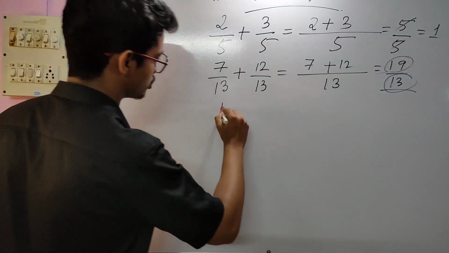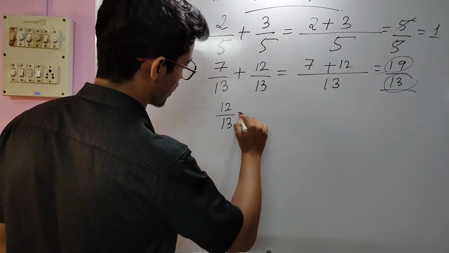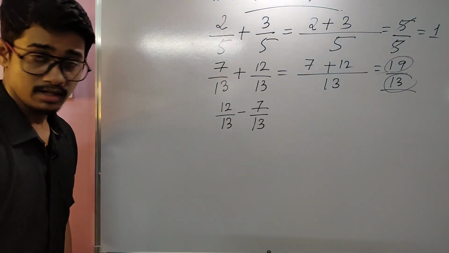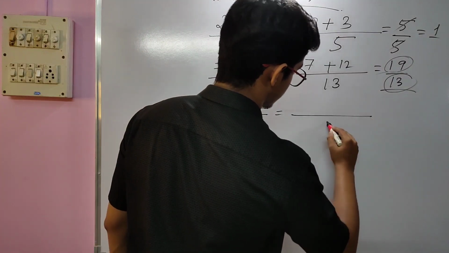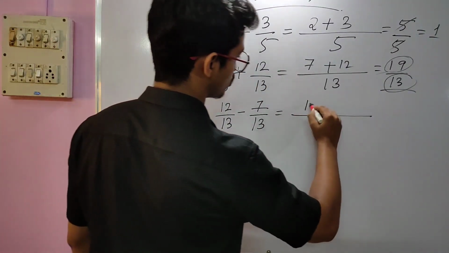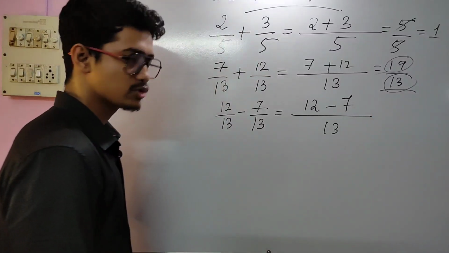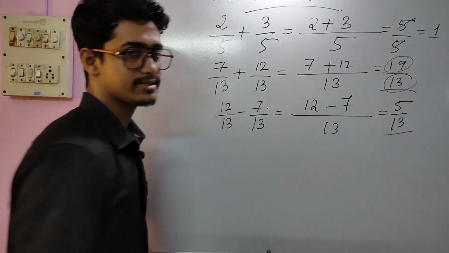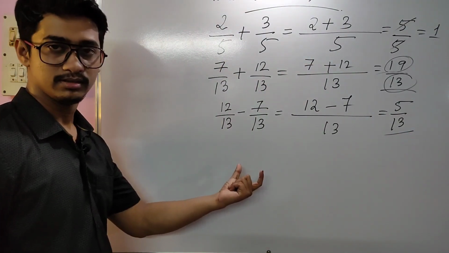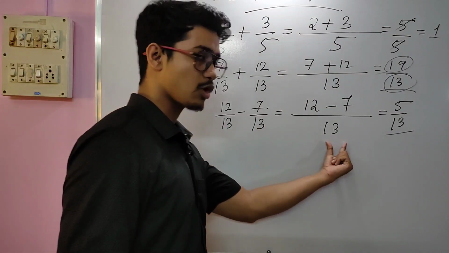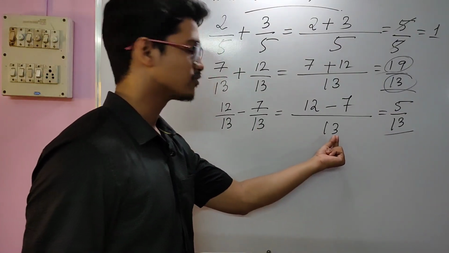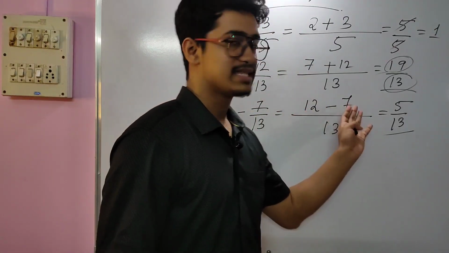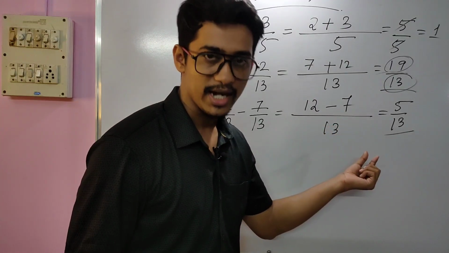For subtraction, let's say 12 by 13 is there, minus 7 by 13 is there. Let's say we just interchange. So just take 13 and 12 minus 7. What is 12 minus 7? 12 minus 7 is 5 by 13. So that is the result, right? Same thing we have done. Take 13 as common, and the same process will be done for 12 and 7 if it is coming under minus form as well.